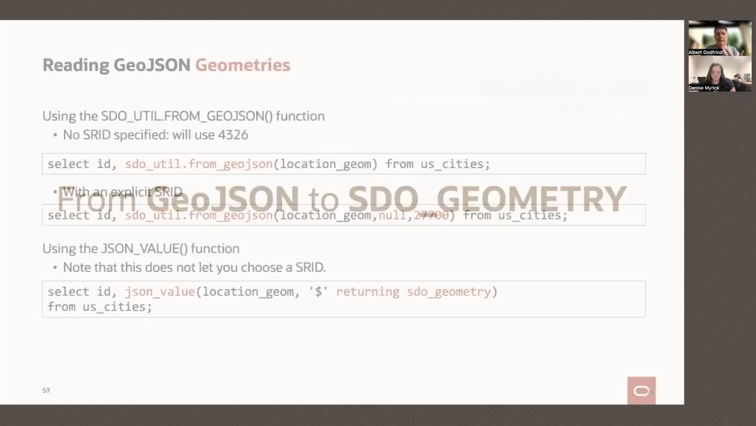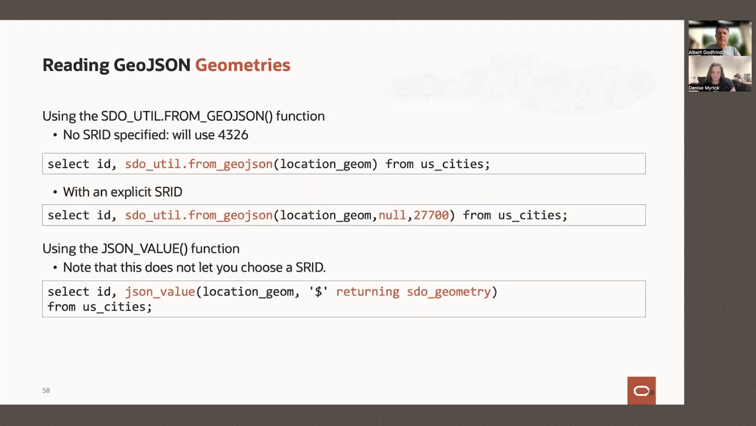The reverse, from JSON to SDO geometry. Well, we provide a base function that will parse the content of a GeoJSON geometry and turn that into an SDO geometry. By default the coordinate system will be 4326. If you want to have a different coordinate system, we can do that. So even though it's not really common, you can actually use different coordinate systems. It takes a JSON value, but this one does not choose a system, so it assumes always long-lat.